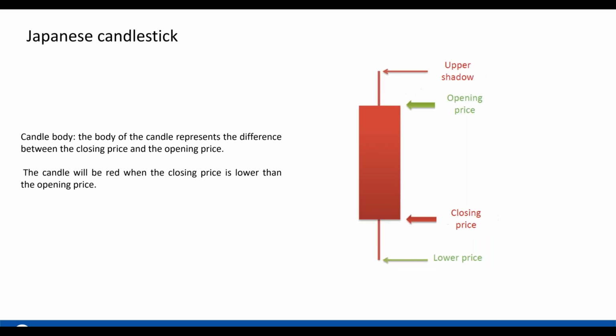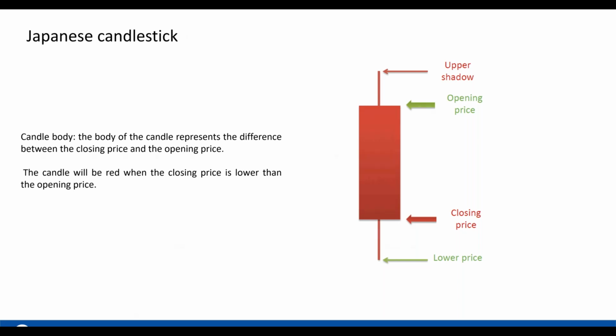In the next slide, we have a red candlestick. Again, the real body represents the difference between the closing price and the opening price. However, because it is red, it means that the closing price is lower than the opening price. Again, we still have the upper shadows and the lower shadows, which are indicative of the high and the low for the period. Now, what is technical analysis?